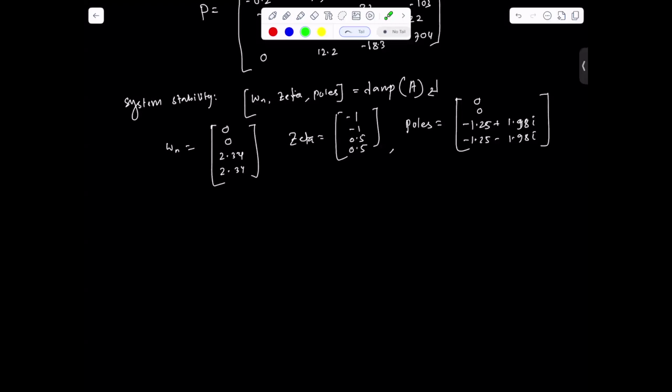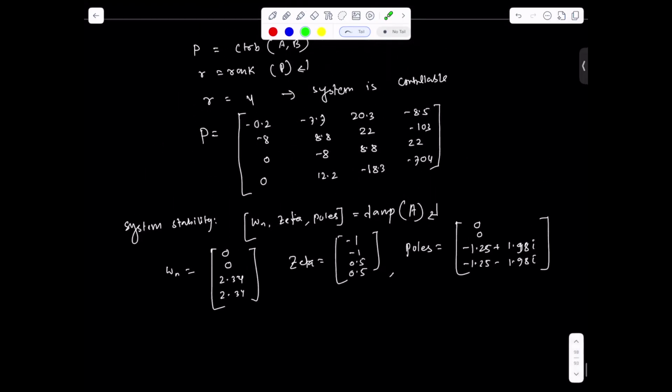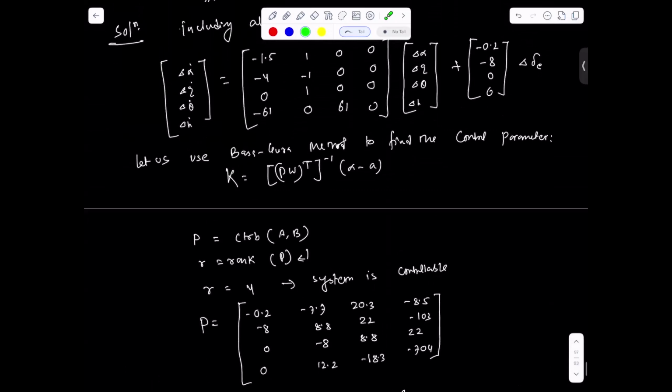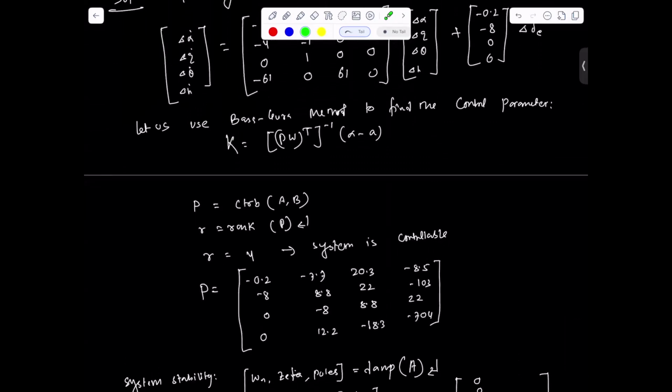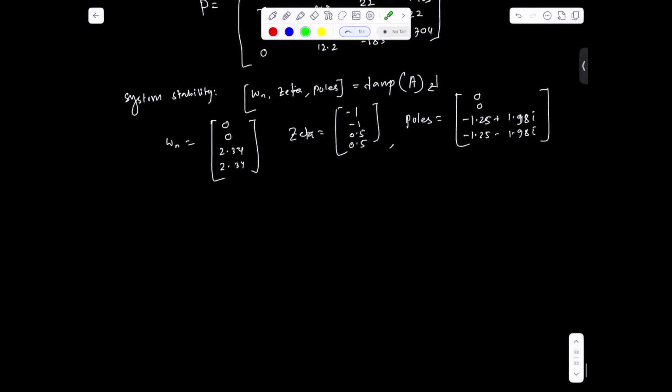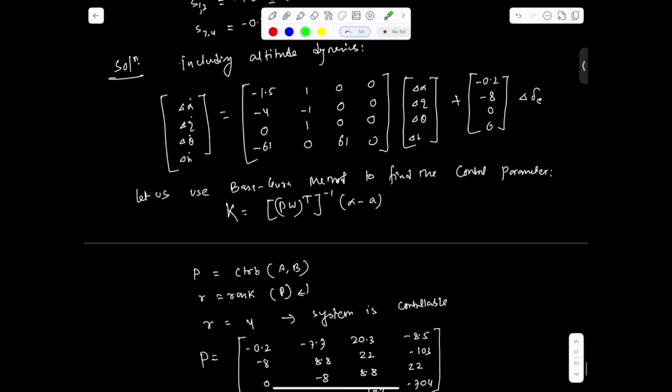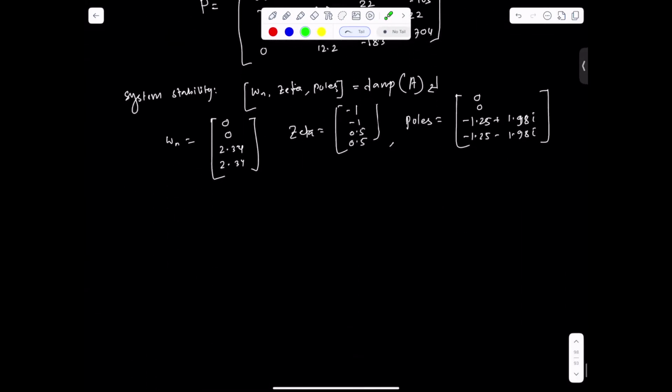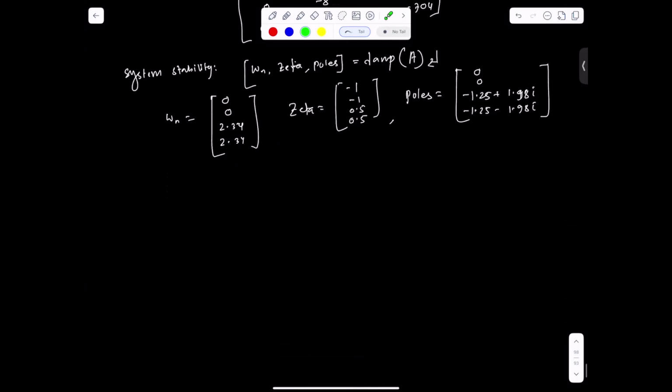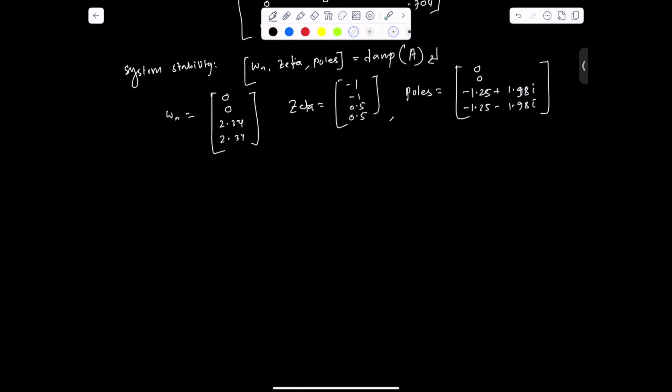So first, let's find the initial open loop system response. How the system is going to behave in open loop if there's no control in the system. I'll share the code after the end of this lecture. But the open loop response is found to be like this.